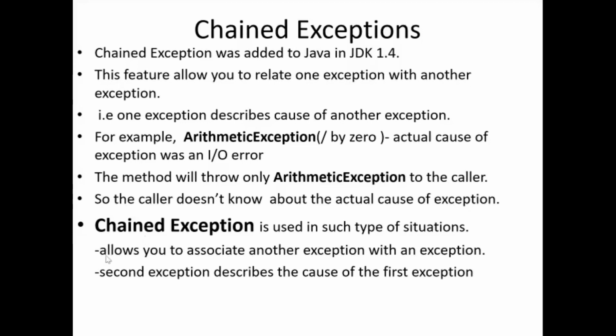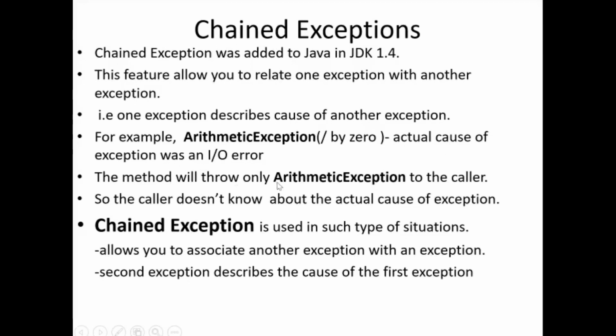Chained exception was added in Java JDK 1.4. This feature allows you to relate one exception with another exception. That is, one exception describes the cause of another exception. For example, arithmetic exception, divide by 0. We get this type of exception only if I am giving wrong input. But the actual cause of this exception is an IO error.